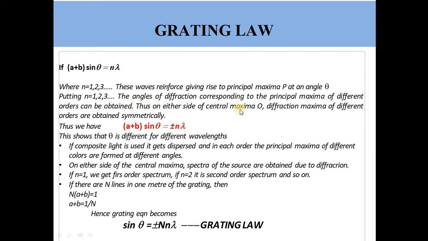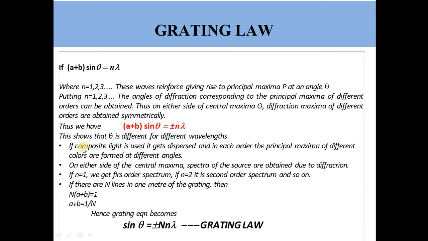And what happens is that on either side of the central maxima, which is obtained at the point O, diffraction principal maxima of different orders can be obtained symmetrically. That means I can put plus or minus. Down means it is minus. Up of the central maxima means it is plus. So we have the equation (a plus b) sin theta is equal to plus or minus n lambda. From this itself it is understood that theta is different for different lambda.